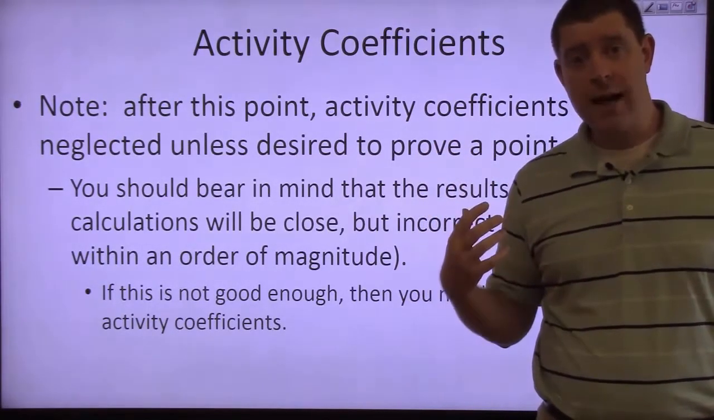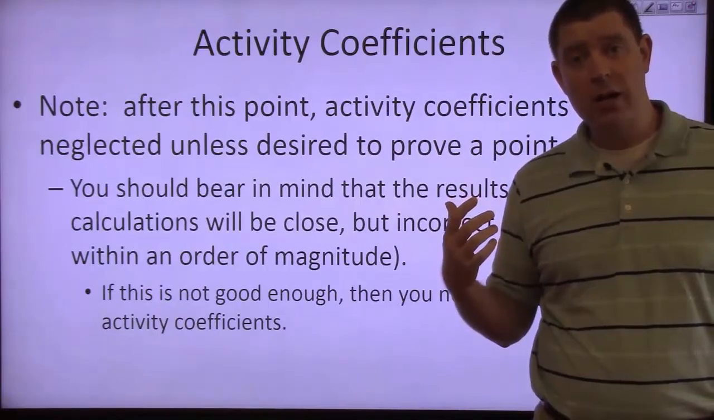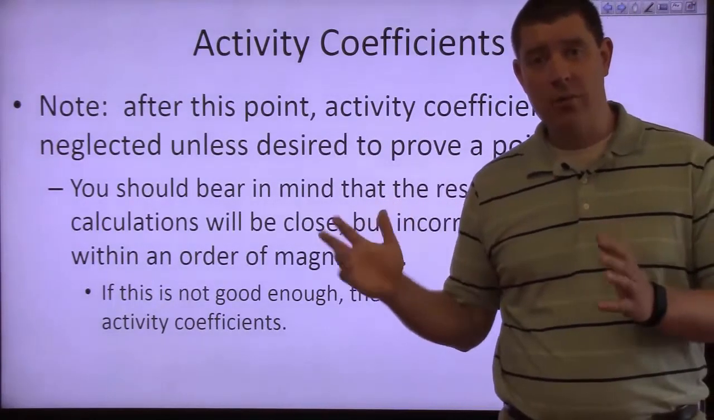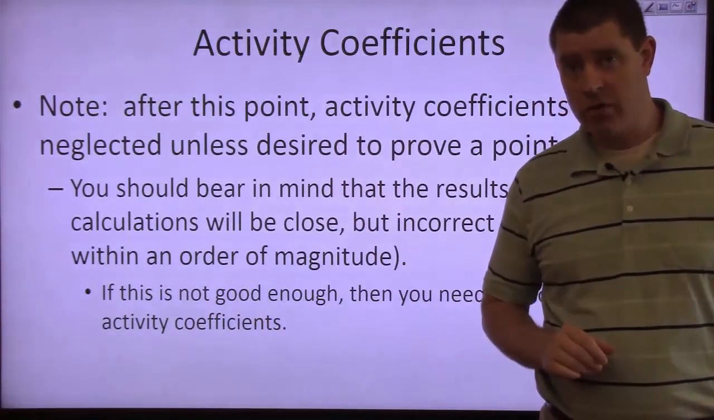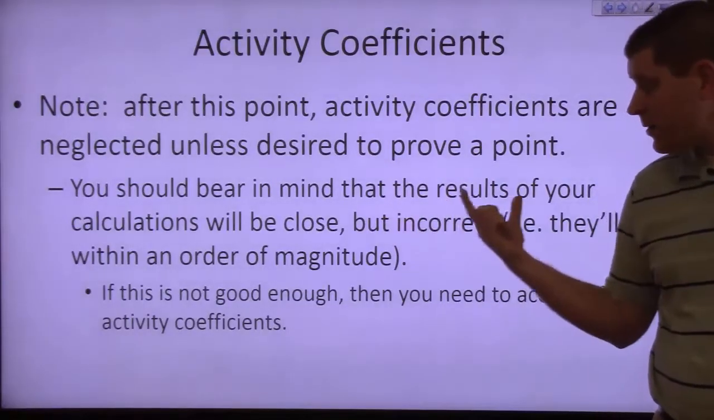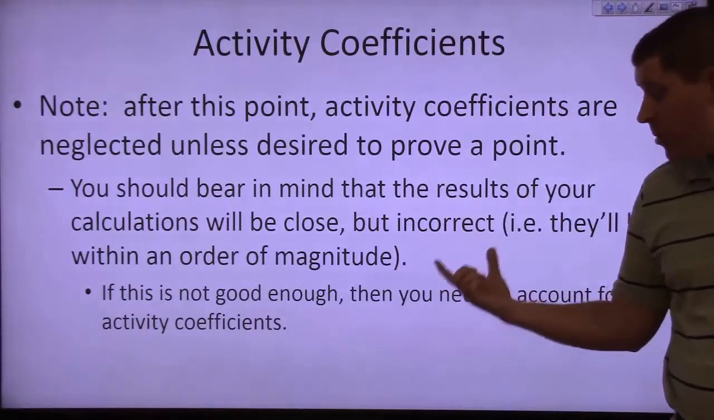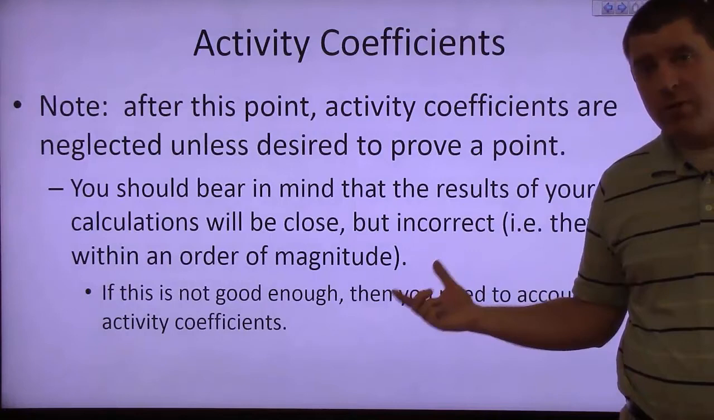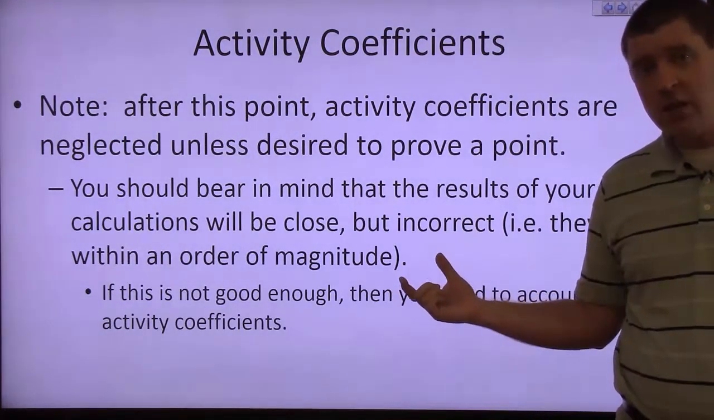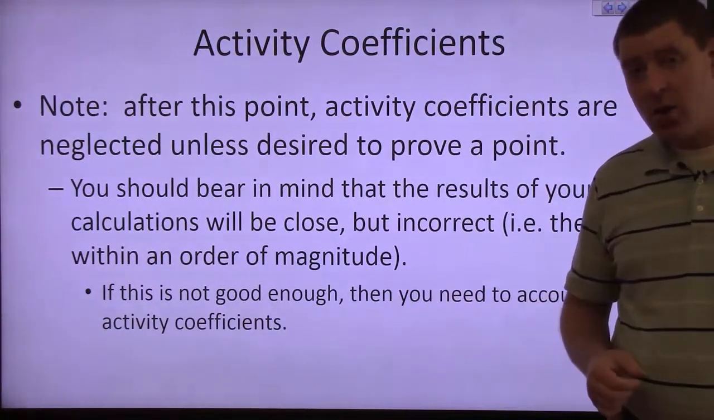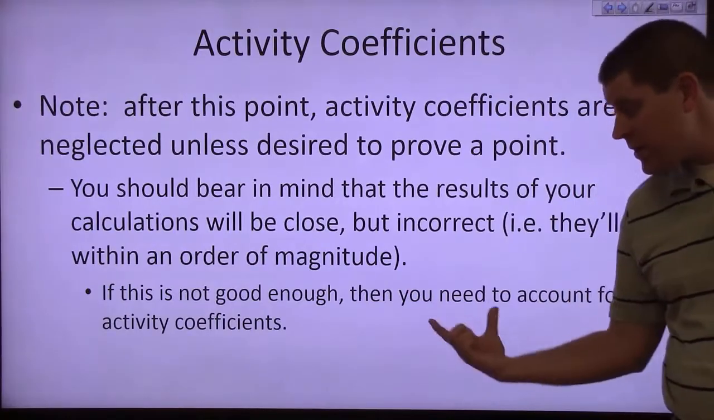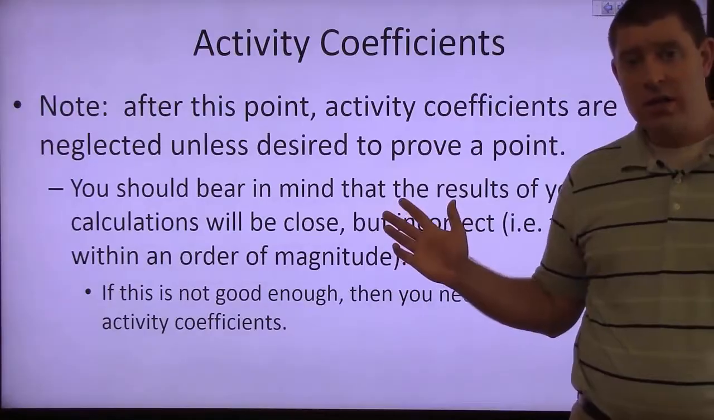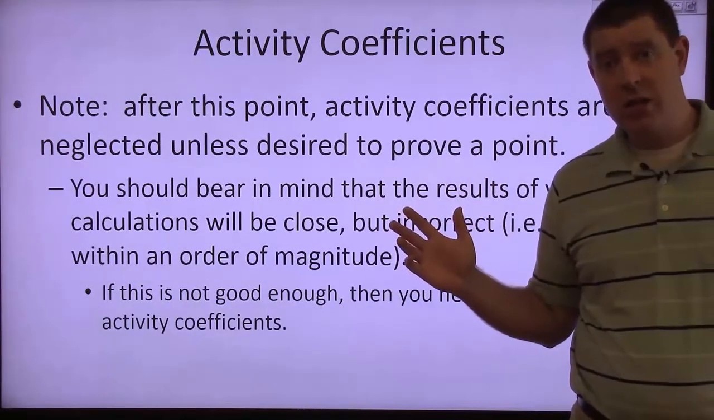To get a truly accurate number, you really need to go back to using the activity coefficient. But to get the idea of how to solve these problems, we don't need to include the activity coefficients from here on. So again, you should bear in mind that the results of your calculations are going to be close, but they're going to be incorrect. In other words, they'll be within an order of magnitude, but if you really need a closer answer than that, then you need to go ahead and take the activity coefficients into account. In this class, ignoring the activity coefficients, except when explicitly stated, is going to be fine.